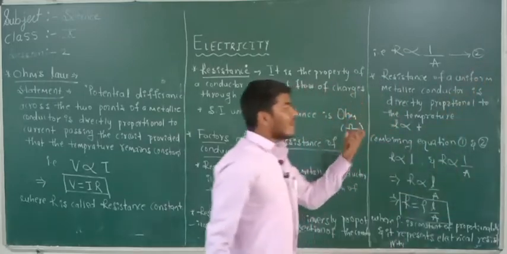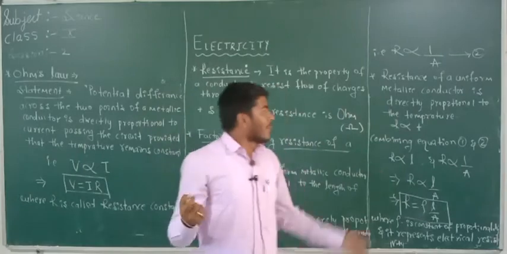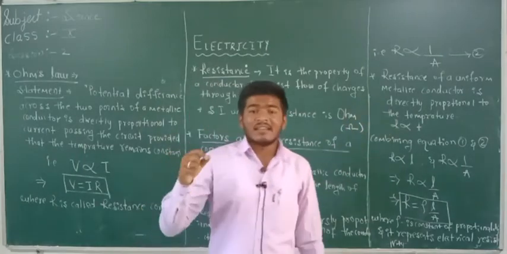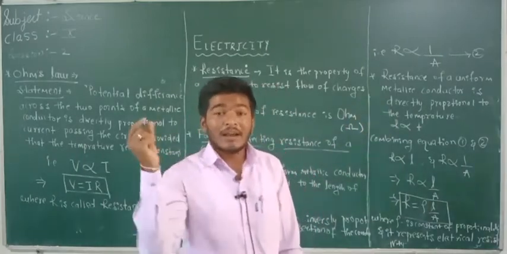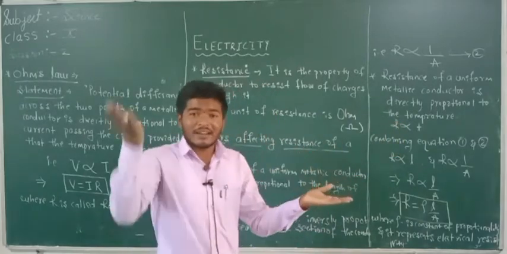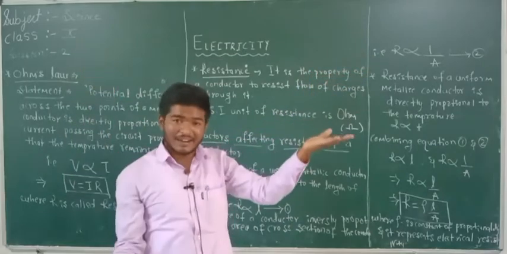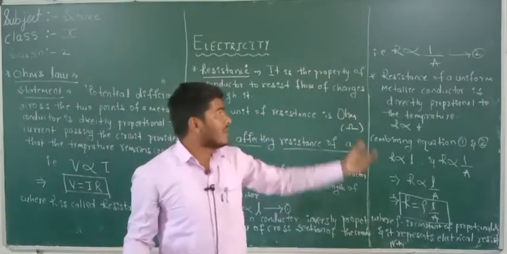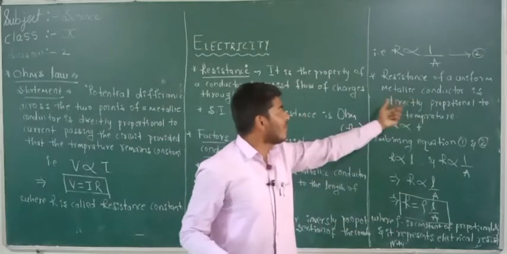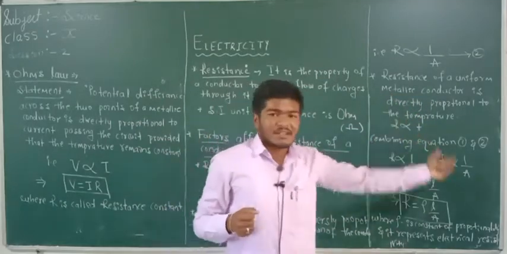Another factor which affects the resistance of a conductor is the temperature. The resistance of a conductor is directly proportional to the temperature of the conductor. If the temperature of the conductor increases, resistance also increases. If the temperature decreases, resistance also decreases.